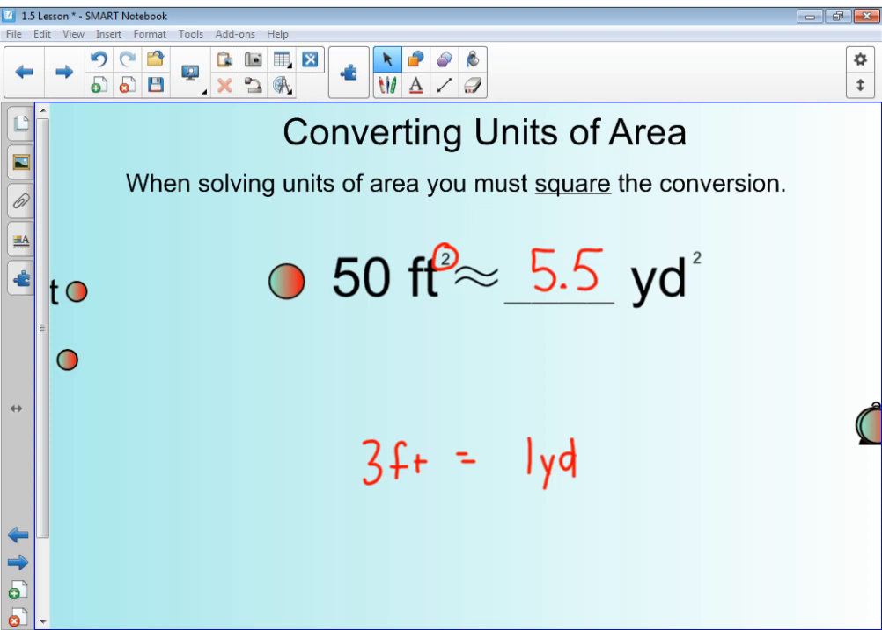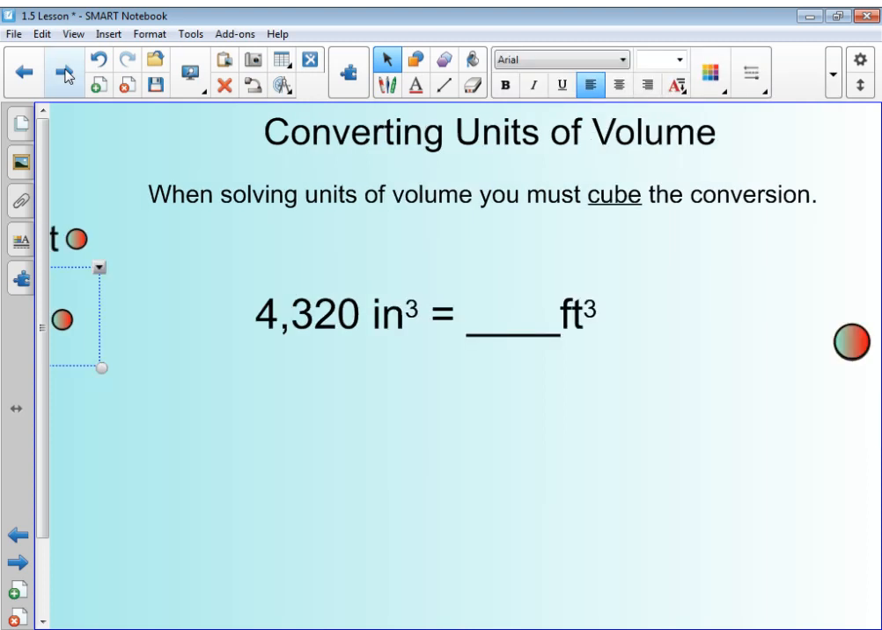Okay, so that's working with area. So now we're going to go ahead and practice some of these with converting units of volume. So we're going to use the same concept, only this time instead of squaring our conversion units, we're going to go ahead and cube them. So it's the same process, but instead of doing 12 squared, we would do 12 to the third power.